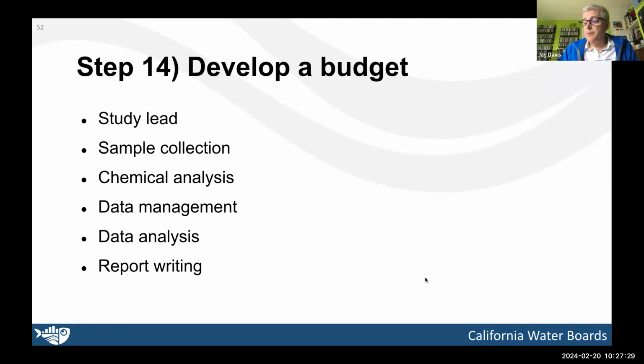Okay, I'm reaching my conclusion here. Then you develop a budget, and it's often a trade-off. Figuring out how many samples you can collect, how many analyses you can do, depends on how much money or resources you have. So this is another sometimes complicated thing when you're doing it for a big program like I am right now with the RMP.